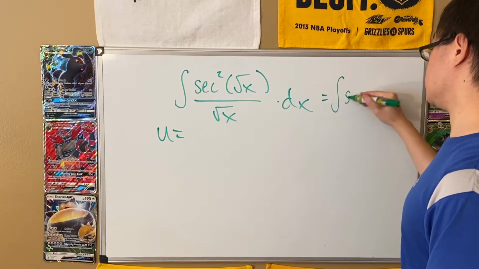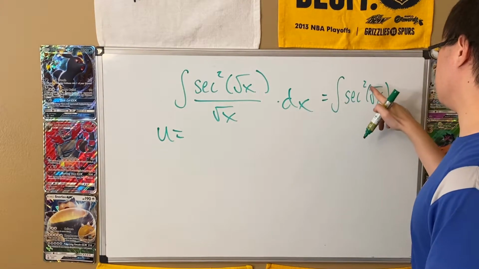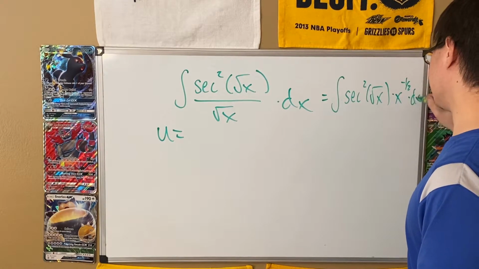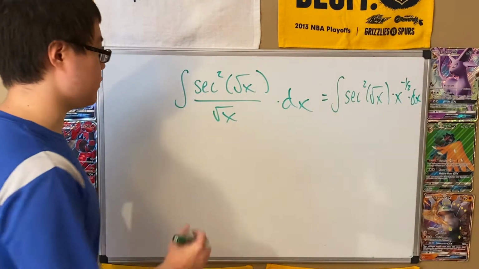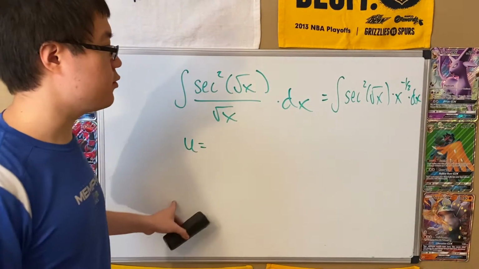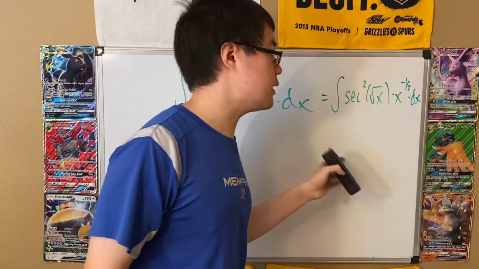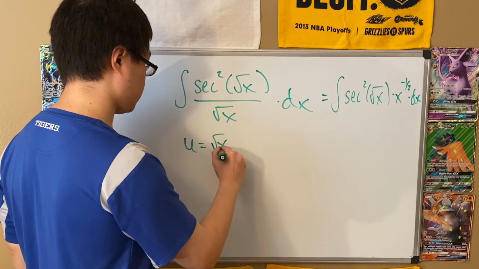So it's going to be the integral of secant squared of root x. And again, the best thing to do is write this as x to the negative 1/2 times dx. Just a nice little step and it'll make our substituting lives a little bit easier. So let's do our u. Again, we chose square root of x because its derivative is in the question, times a constant. Also, it's inside another function. So it's going to be square root of x.